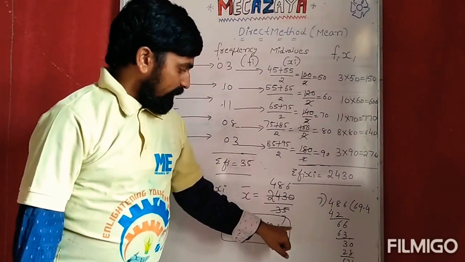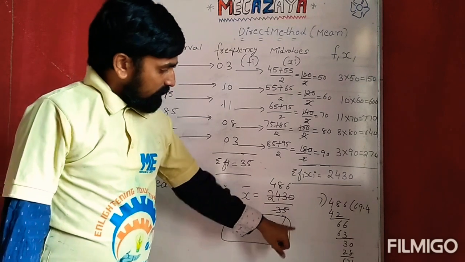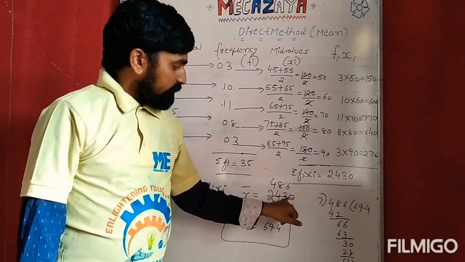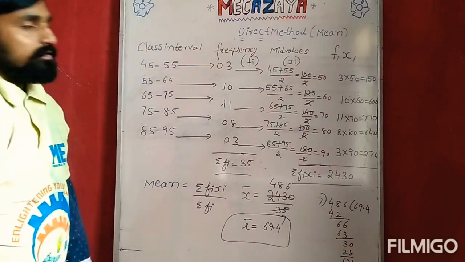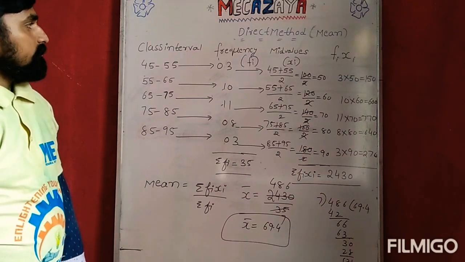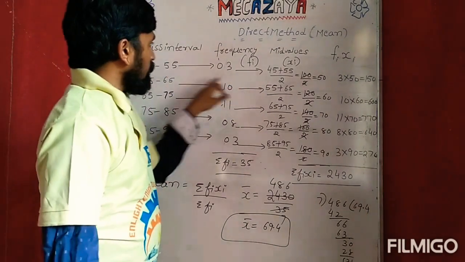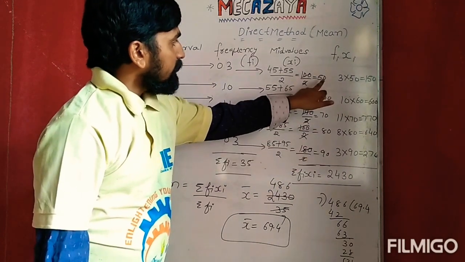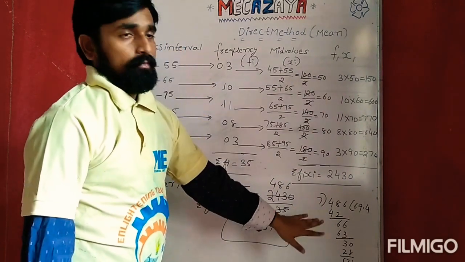So calculator, 5 table, 5 sevens are 35, next 5 4s are 20, 5 8s are 40. Dividing, that's it. This is called the direct method for mean. How to find mid values? By adding 2 you will get them. So you have to cross-check that the difference between each and every mid value is the same.